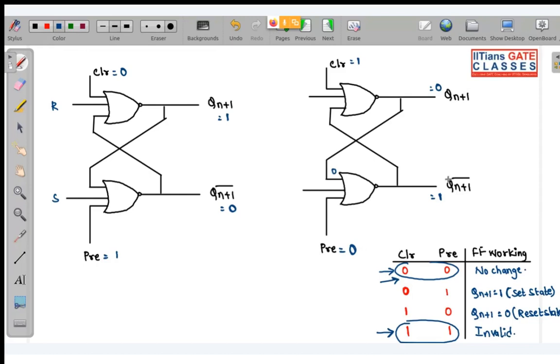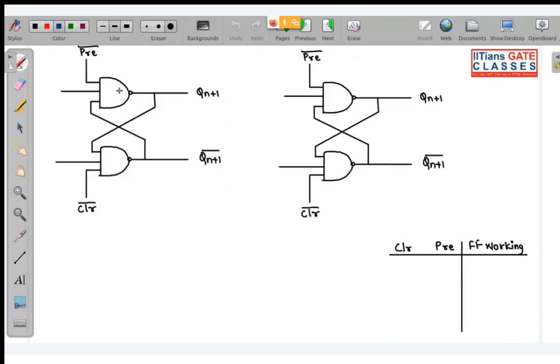Did you understand this? Yes, sir. Okay, so only in case of hold state we need to check. And hold state, when it happens, if it is your NOR latch, it will happen for 0 0, and in your NAND latch it will happen in 1 1. So at hold state only basically we need to check for the other input conditions. Okay, so you have understood.